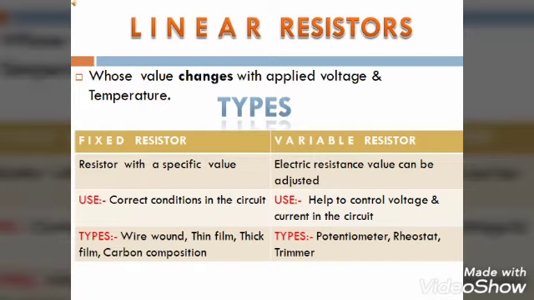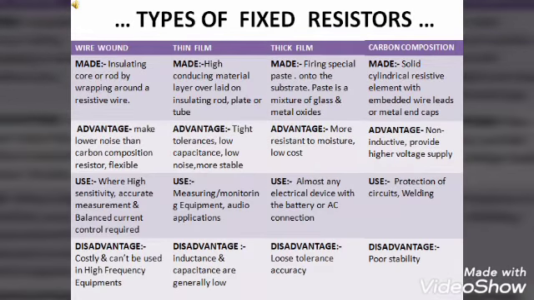First, let me tell you about the fixed resistor types. All the uses, advantages, disadvantages, and how they are made are already written here, so let me tell you orally. A wire wound resistor is the kind of resistor which limits the current in the circuit. Now, a thin film resistor is the kind of resistor that possesses a thin resistive layer on top of a ceramic base.